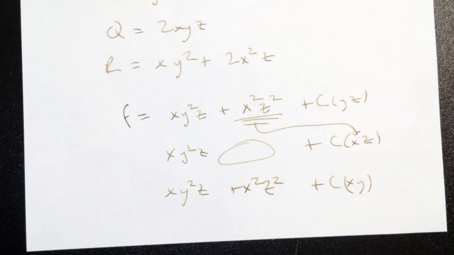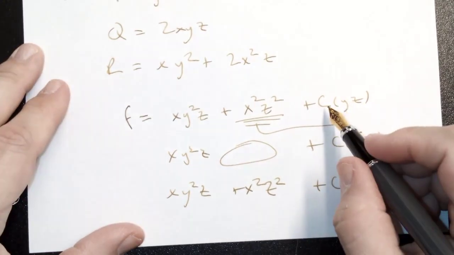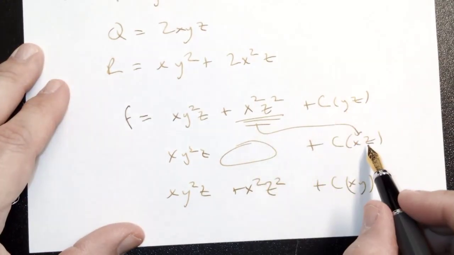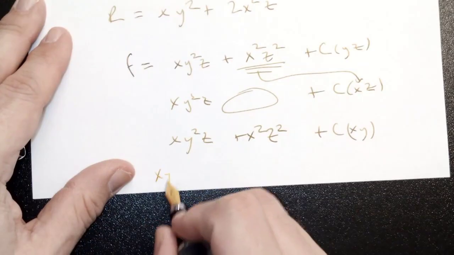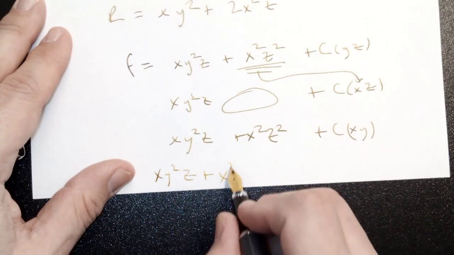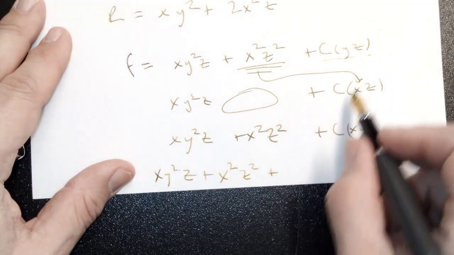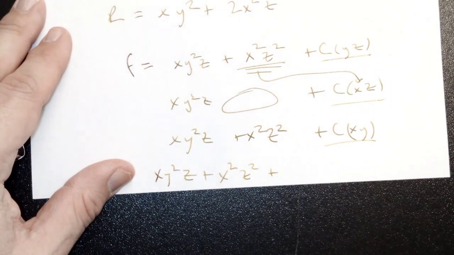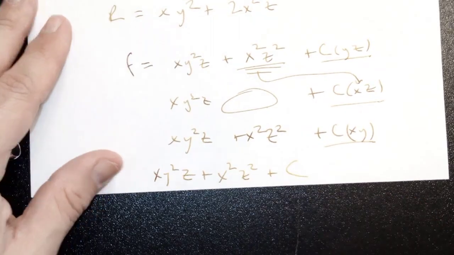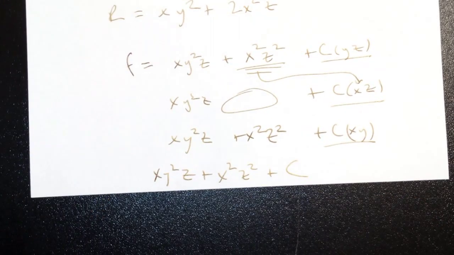So you should have two C's. No. I just end up with what's in here is this piece, right? So I get x y squared z plus x squared z squared plus, well, the only thing that could be in all of those would actually be a constant. It would be constant in all three variables.